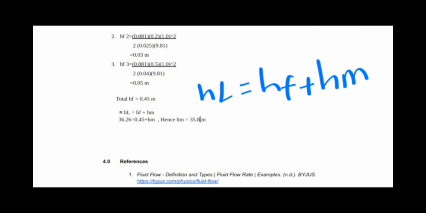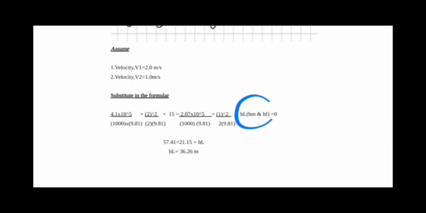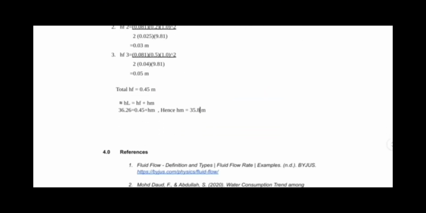So after we get all the lengths that we measured from the site or area of study, now we can substitute all the values into the formula. So our total for HF is 0.45. And finally, we can equal the formula to HL equal to HF plus HM, which I have explained before. HL includes the HM and HF, so that we can get the HM, which is minor loss, is equal to 35.8 meter. So that's all for the calculations of our pipe.